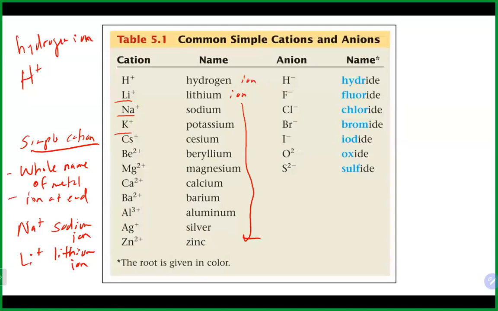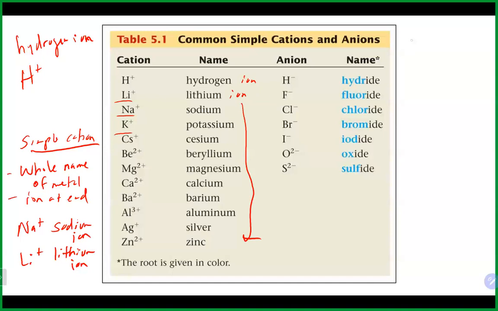Now, hydrogen is the only element that could actually go both ways. It could be positive, but it could also be negative. All other elements are either positive or negative, but hydrogen really could go either way. And remember, hydrogen really is a nonmetal, but a lot of times it is treated like a metal in terms of naming and how we use it, even though it is a nonmetal, obviously.